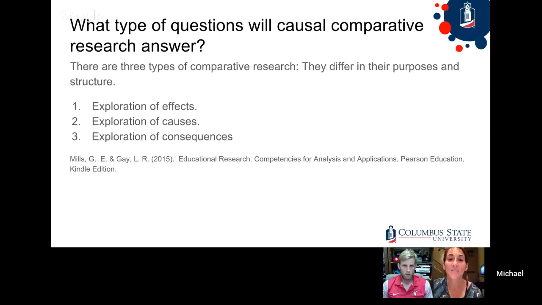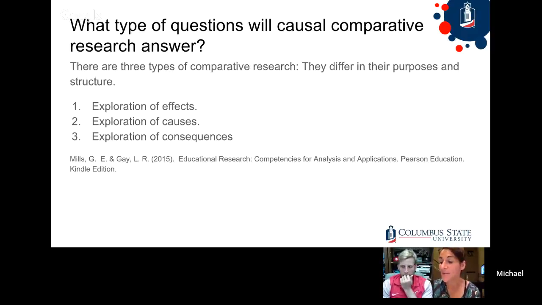What types of questions will causal comparative research answer? There are three types of comparative research. They differ in their purpose and structure. They are exploration of effects, exploration of causes, and exploration of consequences. In type 1, exploration of effects, the question studies the dependent variable: what are the causes of being in a certain group? An example of this type was studied in the Army when they were considering allowing women in the infantry. They asked the question, what differences in abilities are caused by gender?